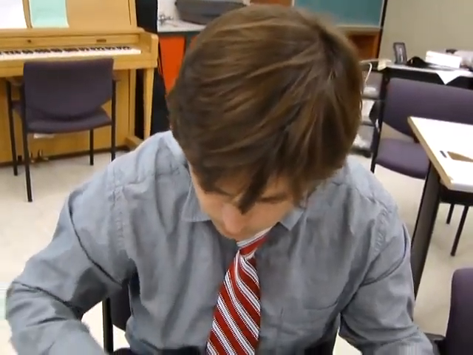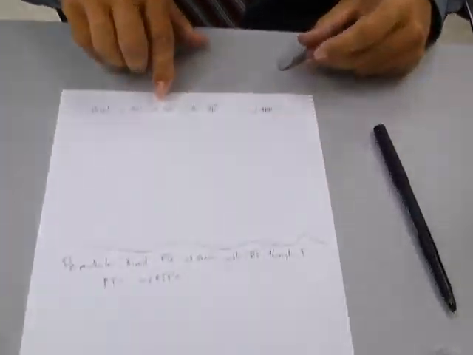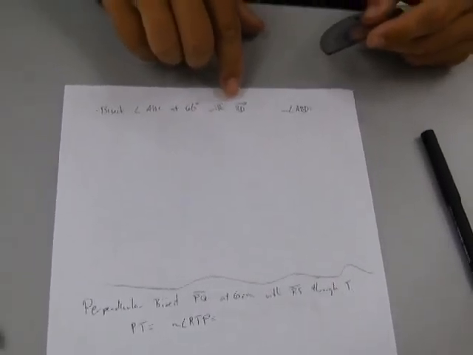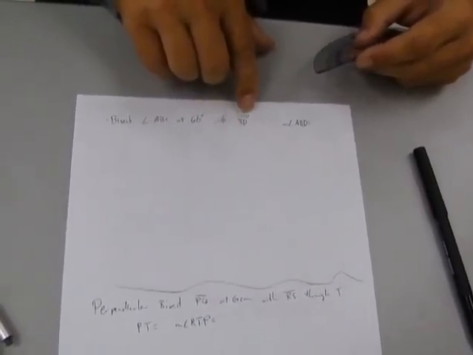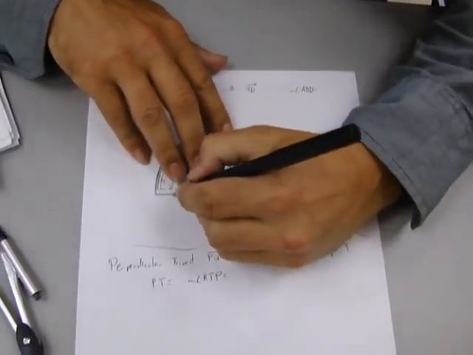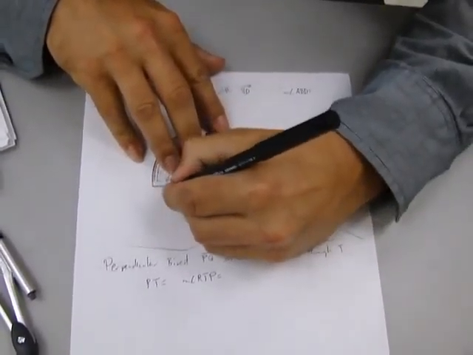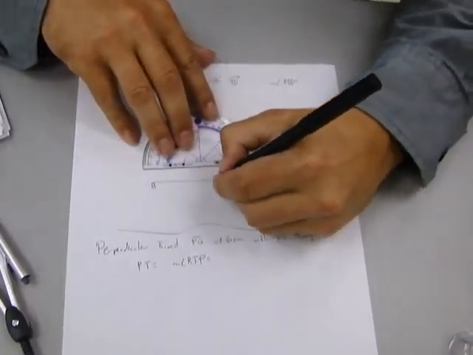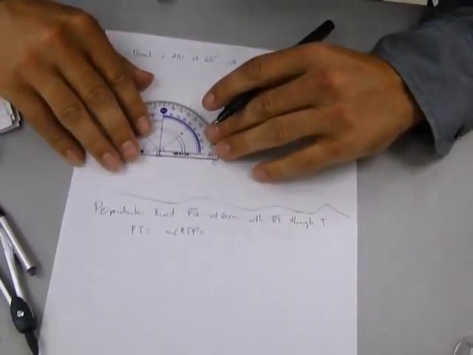Okay. Alright, we're going to be doing level 2 of basic constructions. So the first one we're going to do here says bisect angle ABC at 66 degrees with ray BD. So the first thing I'm going to do is construct angle ABC. Clearly the vertex has to be B. I'll make this one C. I'll make it 66 degrees.